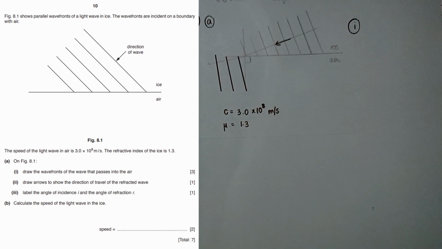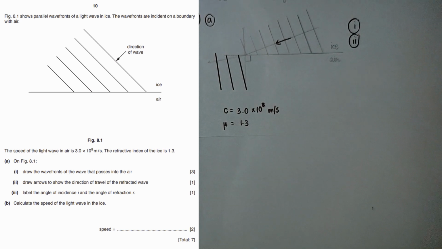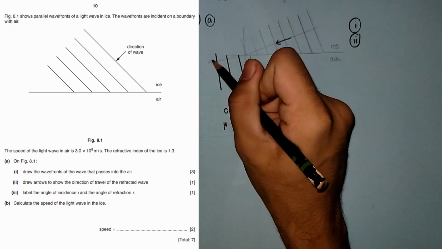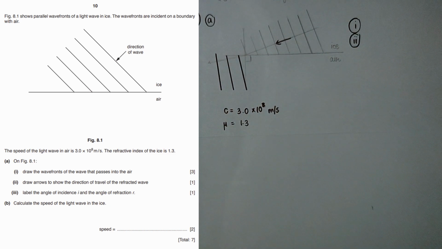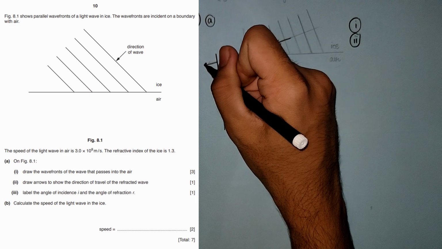Okay, fine. So coming to part 2. Part 2 says draw arrows to show the direction of travel of the refracted wave. That is something we kind of have already done. The direction is this one over here. So I'll just draw one arrow which will look like this.